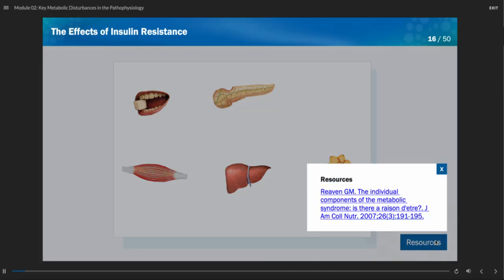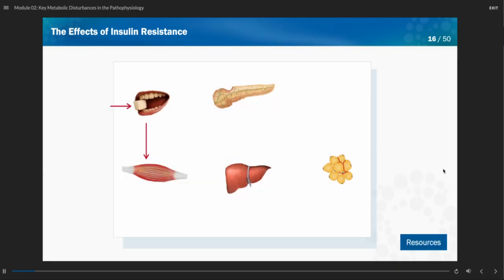The next slide shows the effects of insulin resistance, and we're reviewing it from just a little bit of a different angle. First is this mouth with a sugar cube. Of course, we remember that the muscle can take in glucose from the blood when it's exercising, and some of that sugar is going to go to the pancreas, which will then release insulin. And that insulin release will, of course, go to the muscle and put the sugar in there. If that muscle has insulin resistance, then the body's response is to make more insulin.